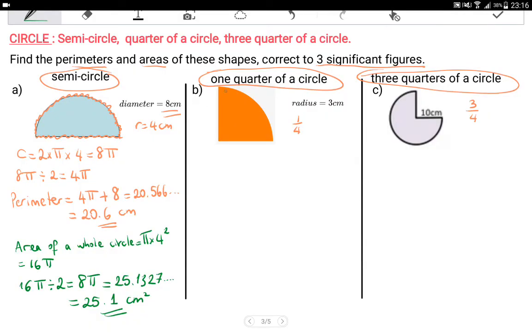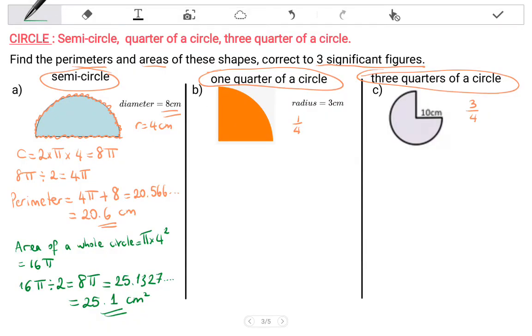In part B, we have 1/4 of a circle. So the radius is 3 centimeters given, and let's calculate the perimeter. So perimeter is found by adding all of the side lengths. So this shape has sides. Here radius, which is 3. Here radius, which is 3. And there is a length from the circumference. So this is 1/4 of the circumference of a whole circle.